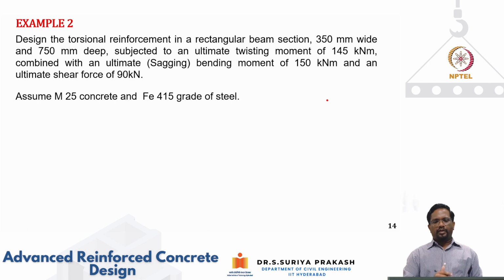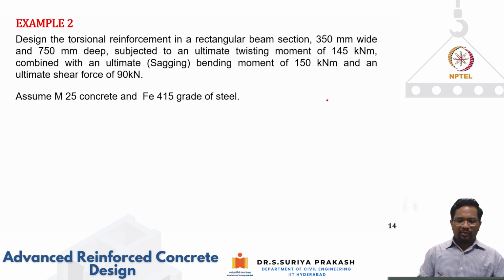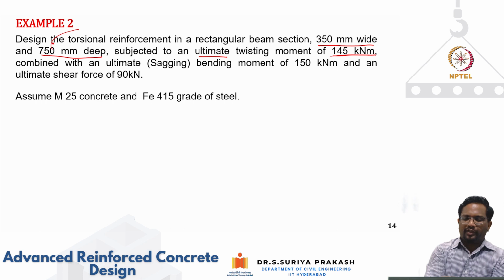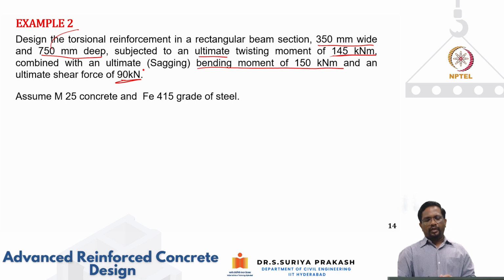Now let us look at the next case, example 2. We have an RC beam section which is 300 wide and 750 deep, and it is subjected to an ultimate, that means factored, twisting moment of 145 kilonewton meter. This beam is also quite deep. The torsion is also combined with a sagging bending moment of 150 kilonewton meter and a shear of 90 kilonewton. So now you have all the combinations. Now let us see how to design this.